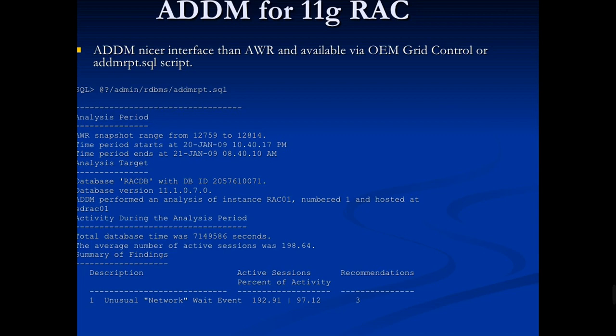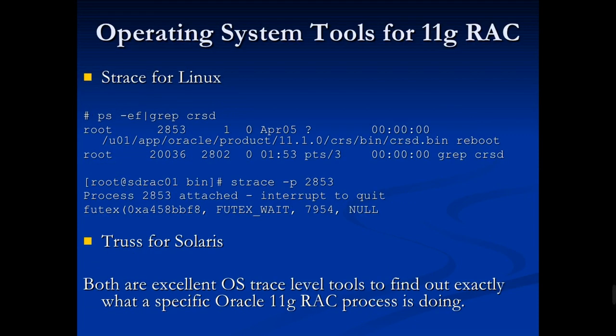ADDM for RAC. It is a very nice interface compared to AWR because it collects all the information, like OS level, memory, CPU, and DB level. All the information will be gathered. Finally, operating system tools for 11g RAC. We can find out from the CRSD, the OS logs, and the OS Watcher log, the system level logs.